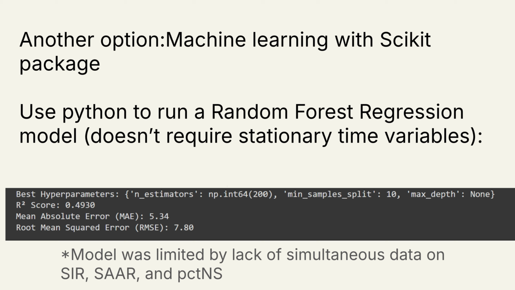Another option that doesn't necessarily require a stationary time variable is the machine learning scikit package for Python. It was still limited due to our lack of data corresponding to each year, to do multivariate work, but we ran it and we can get data to put into our visualizer.